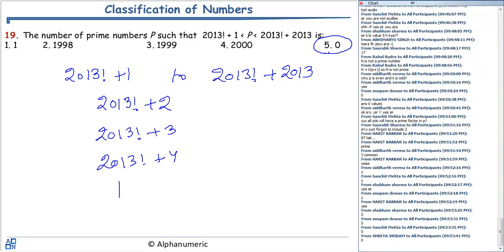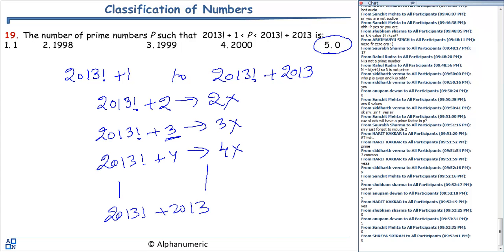So what is happening in this case? In this case, 2 is common. Remember, 2013 factorial is the product of the first 2013 numbers. In this case, this is 2 into something. In this case 3 will be common, 3 into something. In this case 4 will be common, 4 into something, and so on. In the last case, 2013 itself will come out common, so 2013 into something. So here all the numbers are composite. Why? Because every number can be written as a product of two different numbers. So all of them are composite. So the answer is definitely option 5, 0.